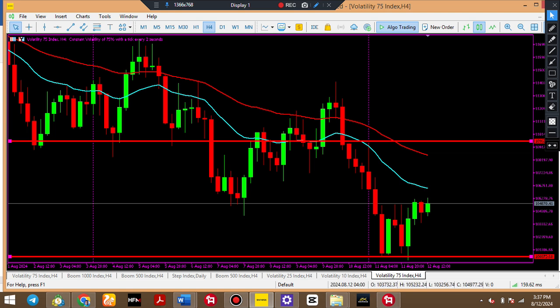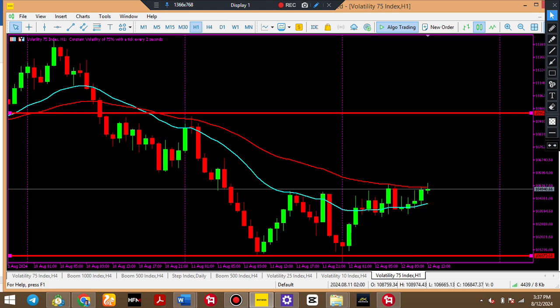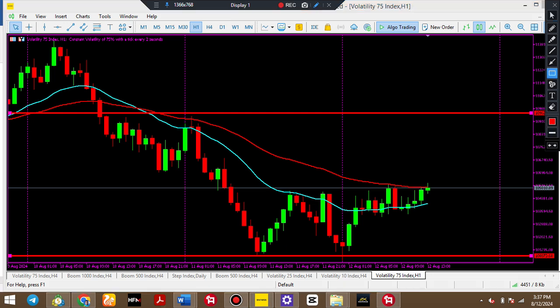You might not be able to easily identify where price is going to reverse at this point, but when you come to your H1, that means your 1 hour time frame, you can easily tell that price is likely to reverse at this point. For those of you who understand the smart money concept, you can easily decode why I highlighted that area as a possible area where price can get to then reverse.